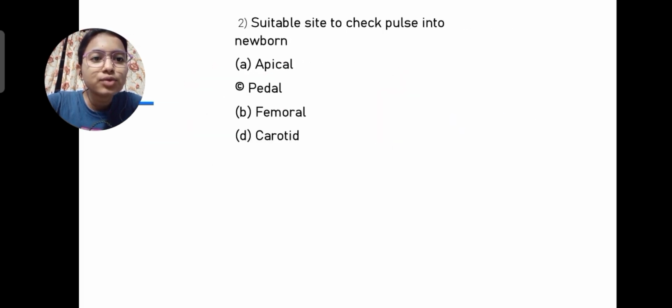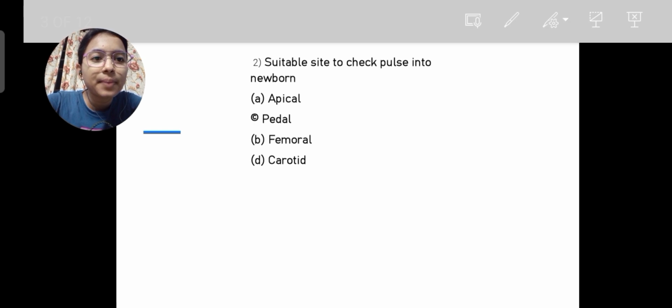Then, the suitable site to check the pulse in a newborn: apical pulse, pedal pulse, femoral pulse, or carotid pulse. So it will be the apical pulse. In a newborn, we will always check the pulse at the apex.